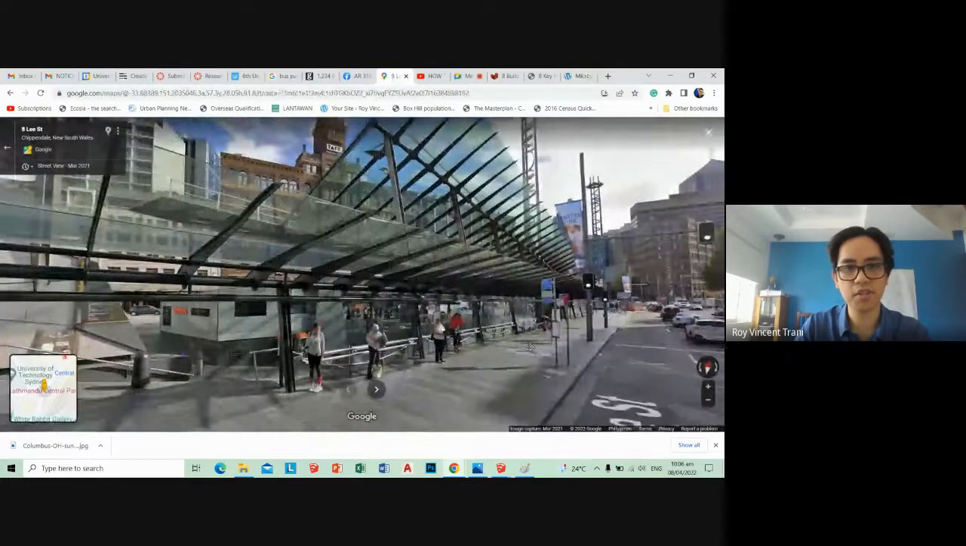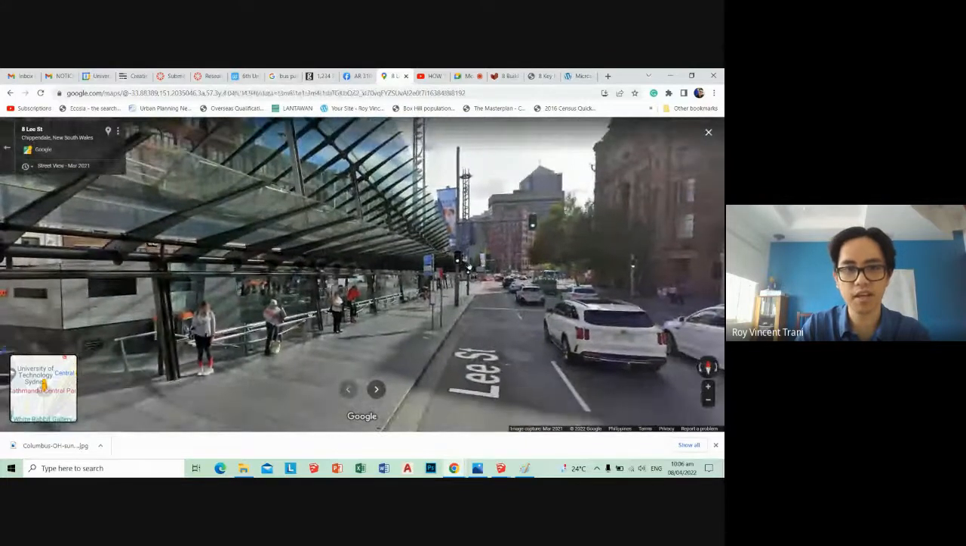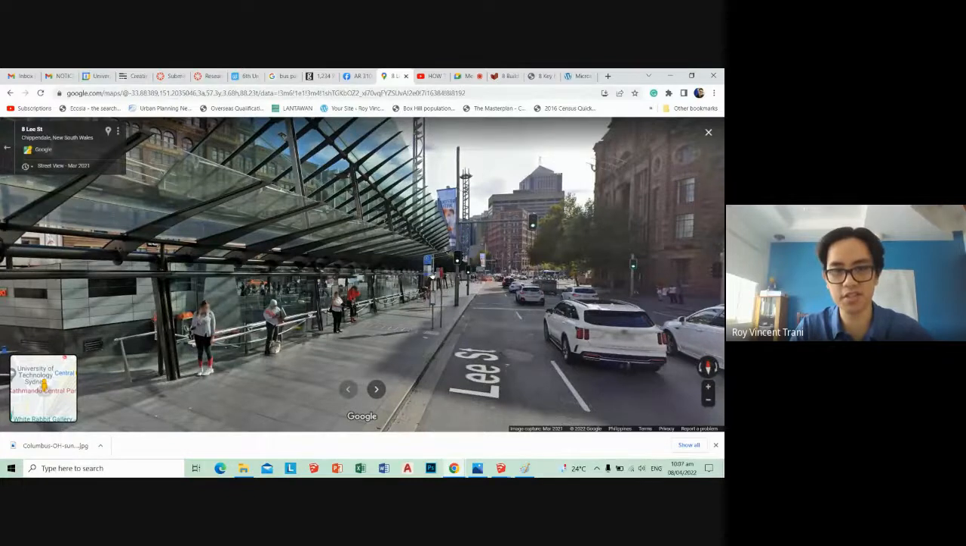So this is a bus station in Sydney. Notice it's a cantilever roof. Between a cantilever roof and a cantilever floor, obviously the roof is easier to build because it's not supporting any kind of load above it. So your foundation doesn't need to be as big.